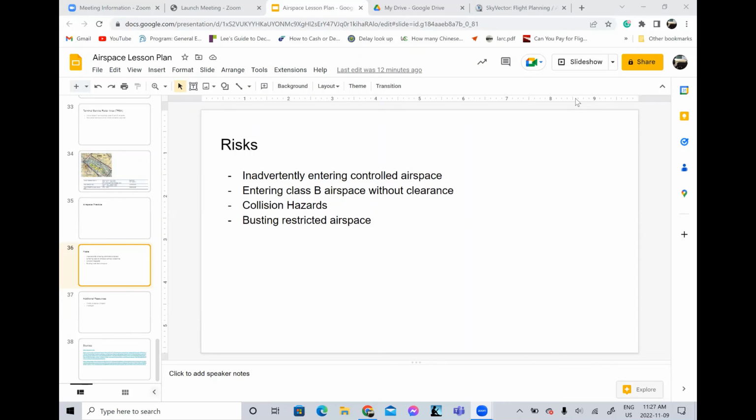And when you're operating in busy airspace, there are collision hazards, so always be on the lookout for other aircraft. The worst thing that can happen is if you don't pay attention, you go into a restricted airspace. There will be serious consequences.